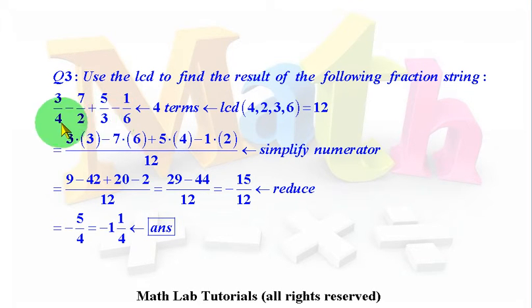Our job right now is to look at all the denominators. The denominators are 4, 2, 3, and 6. So we conclude that the LCD of 4, 2, 3, and 6, if you work that out, is 12. You can do it by guessing if you want. It's the lowest common denominator. Why? Because 4 goes into 12 evenly, 2 goes into 12 evenly, 3 goes into 12 evenly, 6 goes into 12 evenly, and 12 is the smallest such number that does that job.